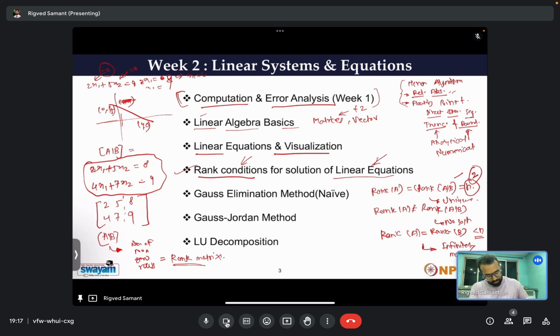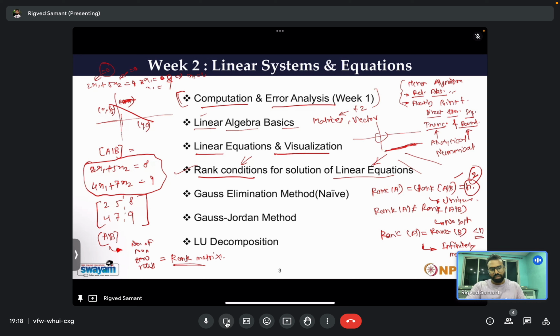Just for completeness, unique solutions means if there are 2 lines, they are intersecting at some point. No solutions means there are 2 lines which are not intersecting. In the case of infinitely many solutions, the two lines are exactly overlapping with each other. So that is the case for two unknowns, or line equations in 2D space.